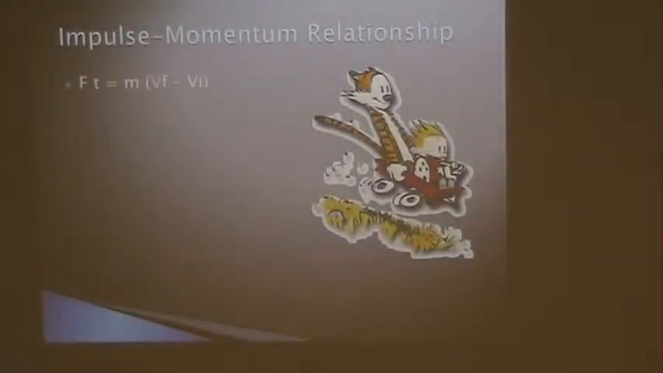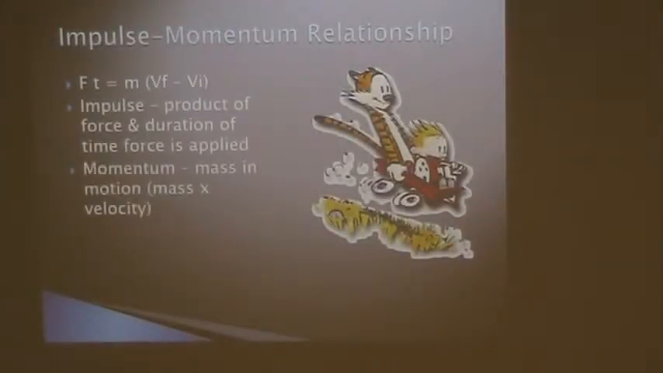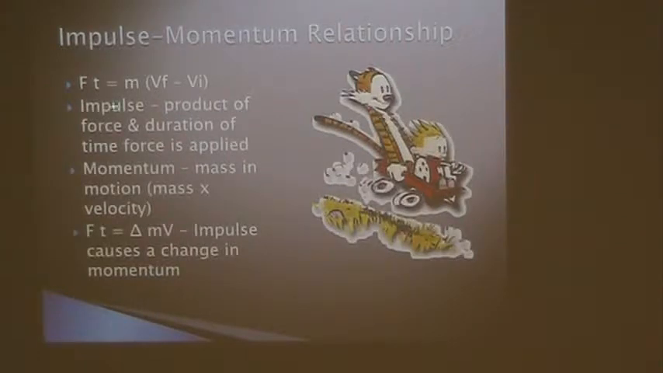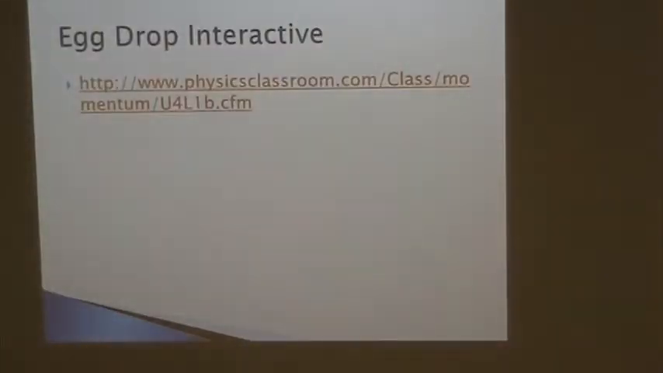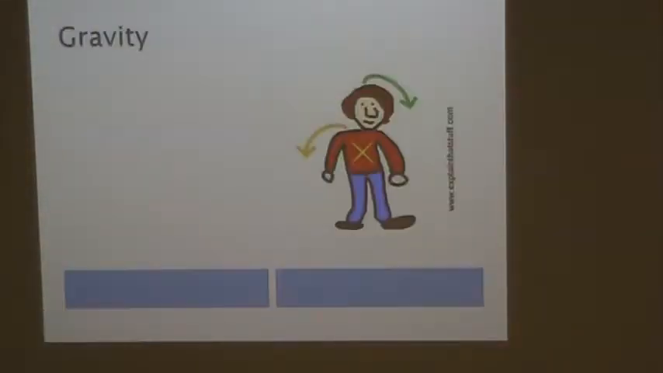Because when we looked at this formula, if you change something on one side of the formula, something else has to change over here. And that helped us to do things like decrease impact when you have a collision, because that then can decrease the force. And we looked at that sort of thing. And we did the egg drop thing, and now we're up to gravity.